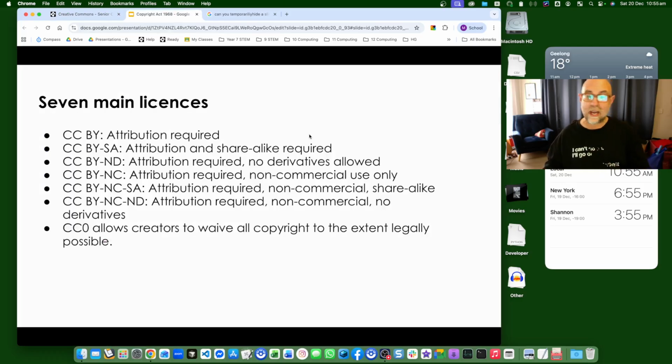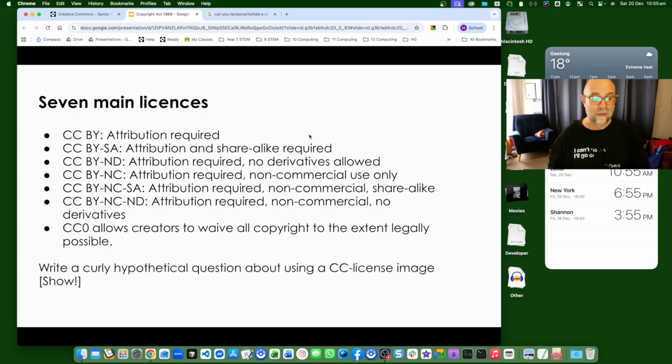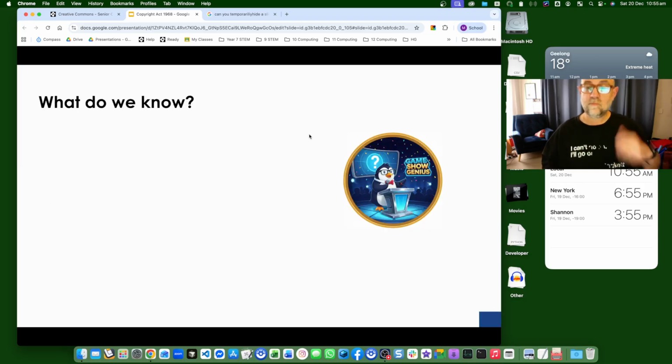I, however, am not the owner of this, so I actually couldn't put it on Creative Commons because I don't own it. Geelong High owns it. Okay, I've asked you to write a hypothetical question about using one of these licenses. So, what do we know?